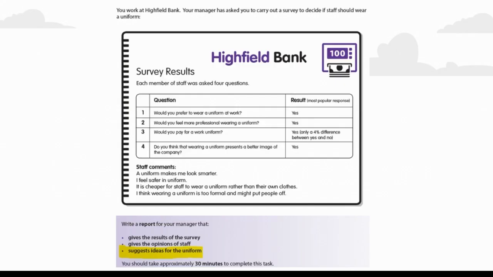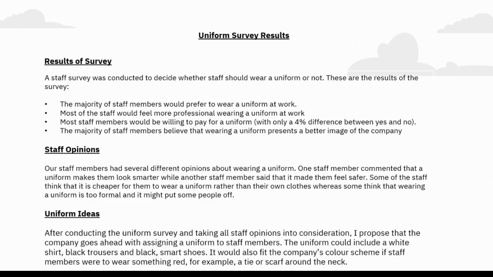The third bullet point asks you to suggest some ideas for the uniform. Now, there are no ideas for the uniform in any of the survey results or in the staff comments. And there is nothing to suggest any ideas for you at all. So this tells you that you need to make up your own ideas for the uniform. Sometimes you will have to do this in your functional skills exam. So just use your imagination. I've written uniform ideas, and then I've written a paragraph about what kind of uniform they should wear and what I think would be a good idea for this company.